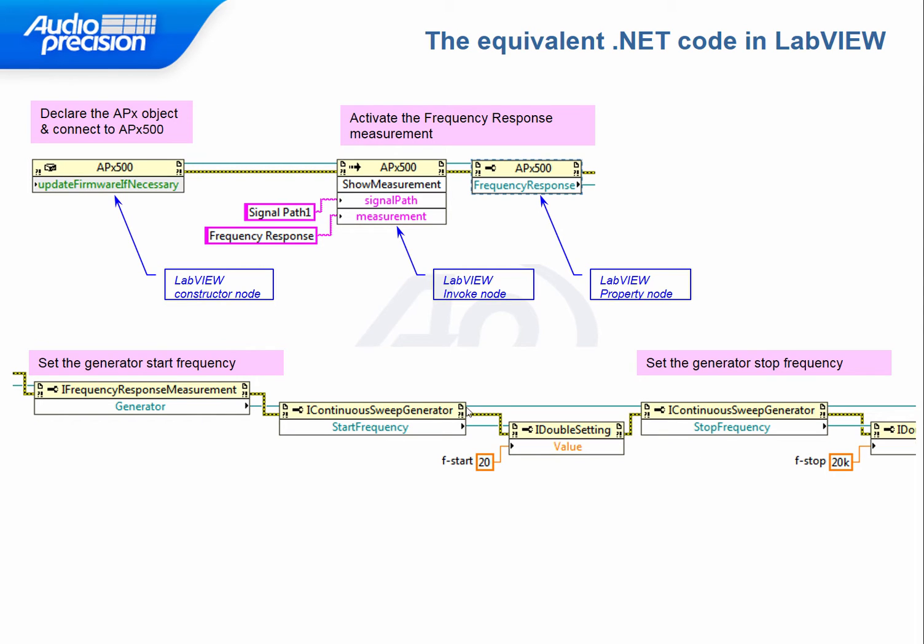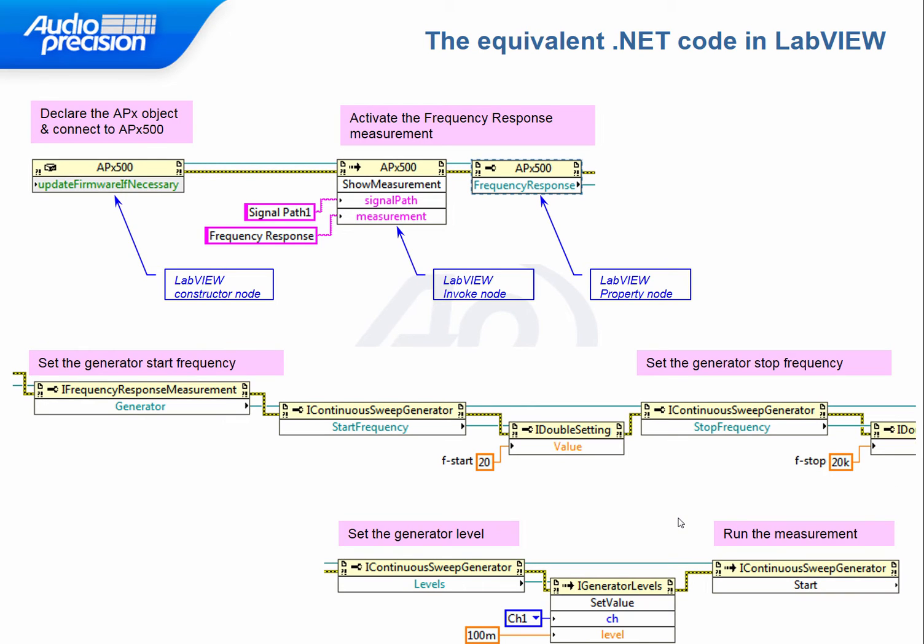And then we would take the reference, go to the stop frequency node, set the stop frequency just as we've done before. Carrying on down the line, we would go to the levels property, set the level of channel 1 to a certain value, in this case 100 millivolts. And finally, we have an invoke node, which will start the measurement.